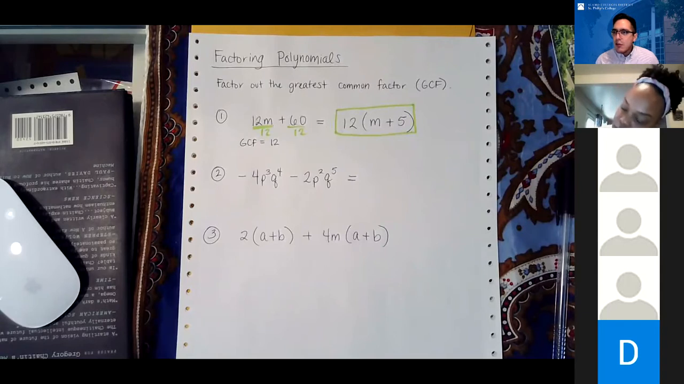And when you believe you've factored this completely, these next two problems, you can go ahead and post them in the chat. And I'll take a look at them.